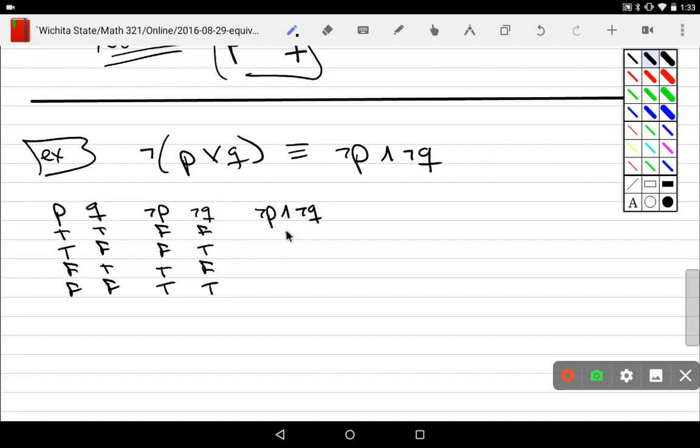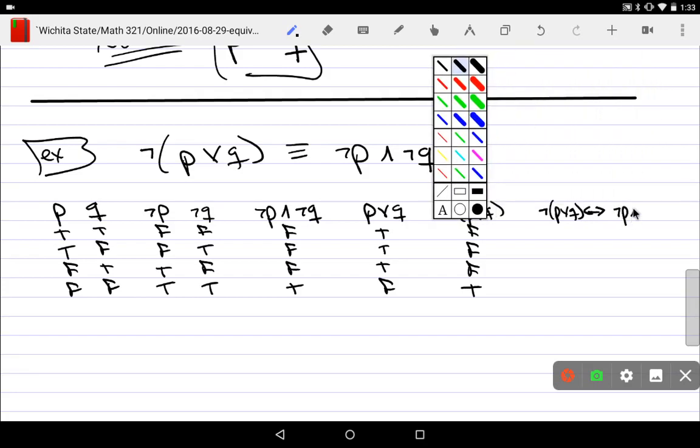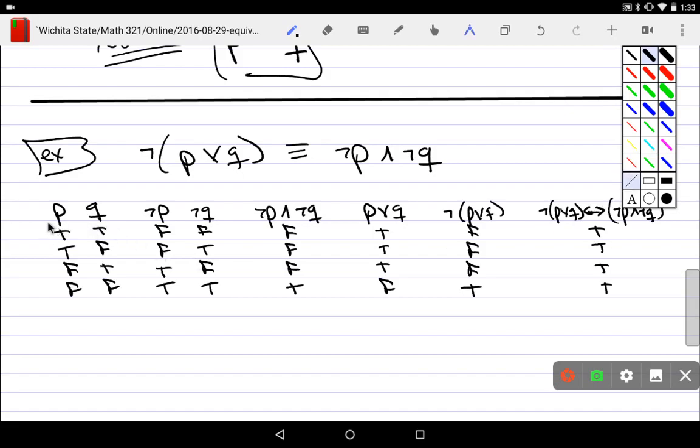If we AND these, false dominates, so we get false, false, false, true. We would do P or Q, which is true, true, true, false, because it's false only when there are two falses, and then we negate that. And we also get false, false, false, true, and I notice that they're the same. So obviously, not (P or Q) biconditional with not P and not Q is true, true, true, true. Because false if and only if false is true. So we get true all the way around. And then normally when you would take this, you would just go ahead and draw your lines here on each of these, and you'd get this truth table.